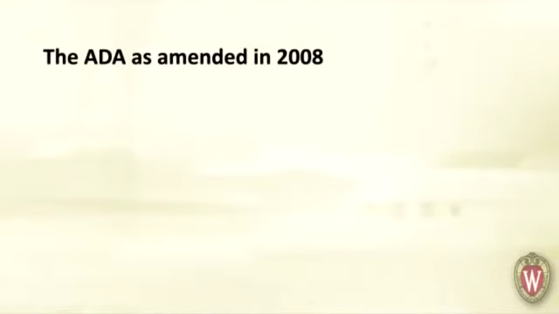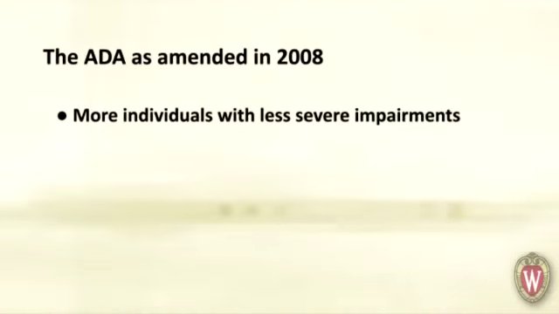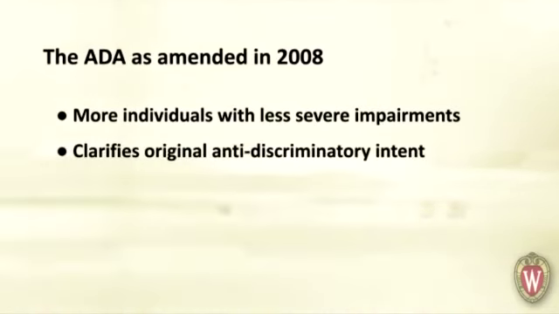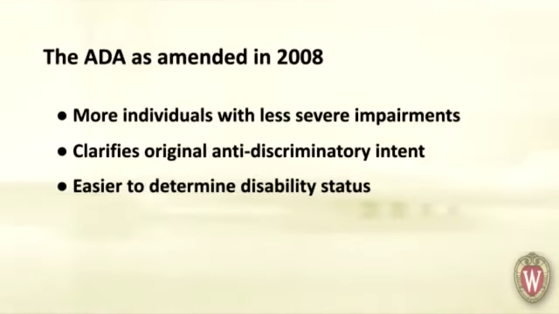Another ADA amendment in 2008 averted a trend toward narrowing the legal definition of disability. Instead, the ADA, as amended, expanded the protections of the original ADA to include more individuals with less severe impairments. It clarifies the original anti-discriminatory intent of the law and makes it easier to determine disability status.